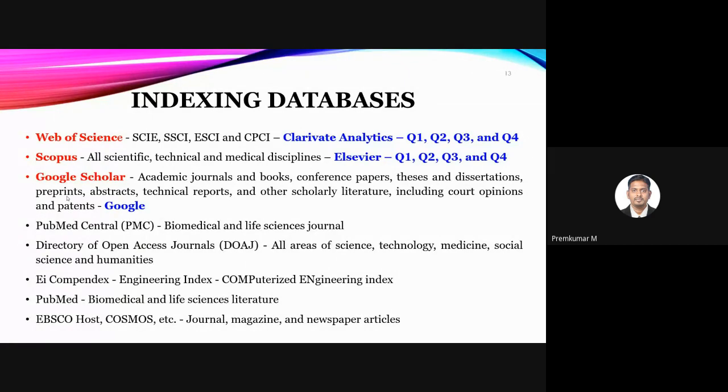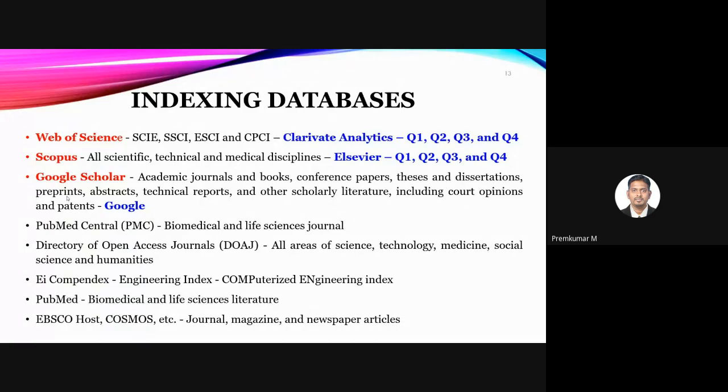Okay, and the third category that everyone knows is Google Scholar indexed journals. And nowadays we have UGC CARE indexed journals. Apart from those, you can see PMC, DOAJ, and the EI Index. Again, the EI Index is also given by Elsevier. So Scopus is the next level, and after Scopus, the EI Index is there, because it is again given by Elsevier. PubMed is there, EBSCO is there, Cosmos. So we have so many indexing databases, but try to publish your papers only in Web of Science and Scopus.